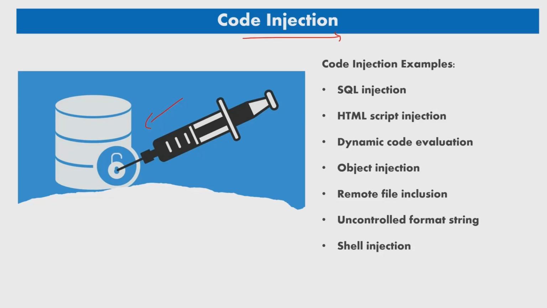Examples of code injection vulnerabilities include SQL injection, HTML script injection, dynamic code evaluation, object injection, remote file inclusion, uncontrolled format string, and shell injection.